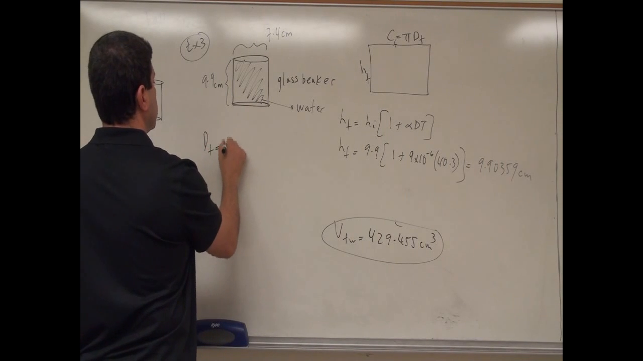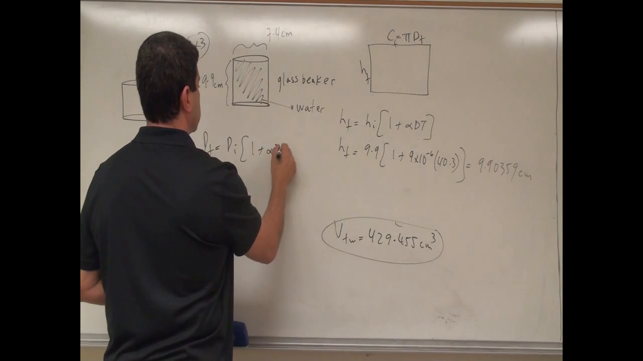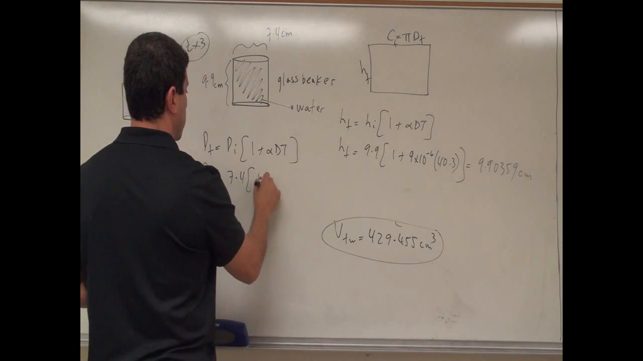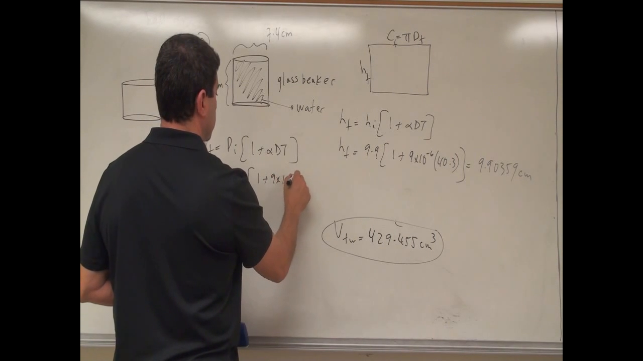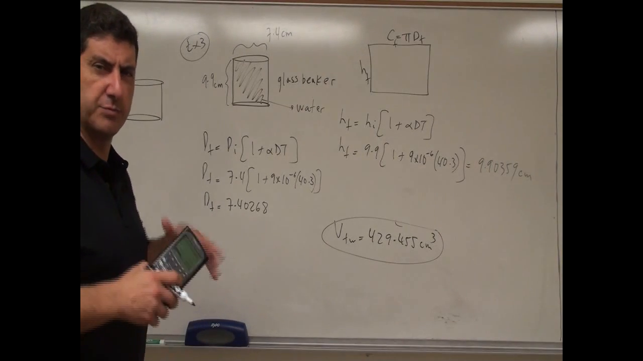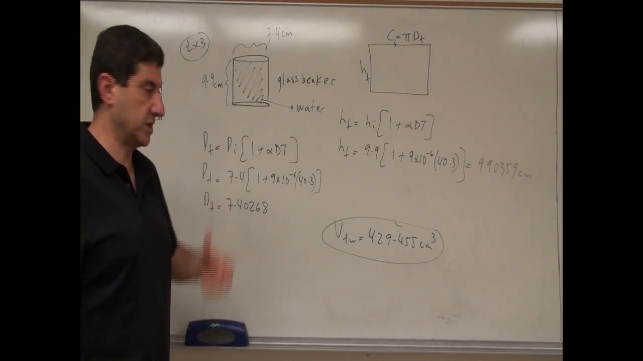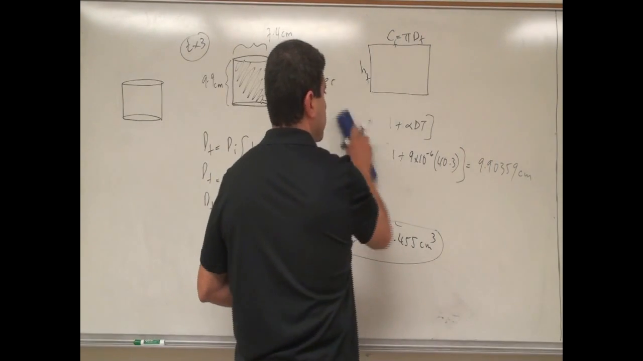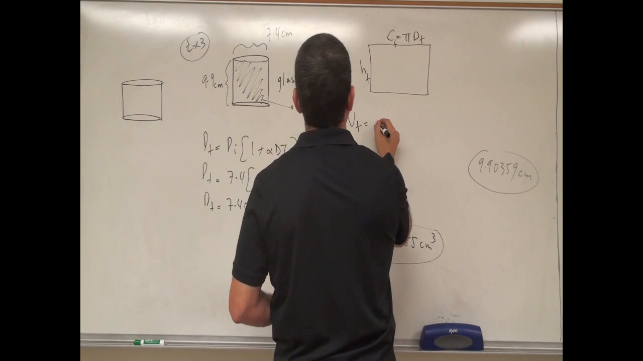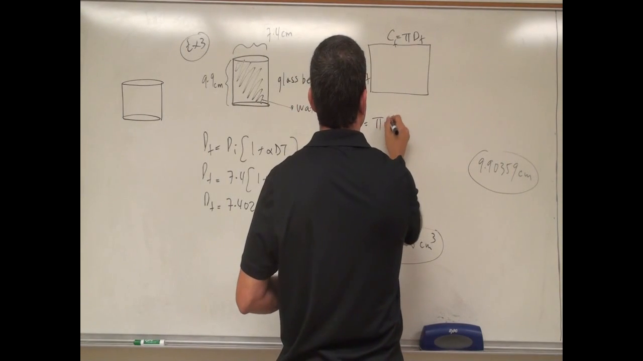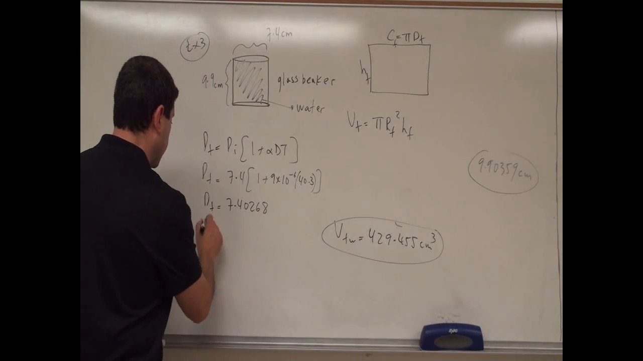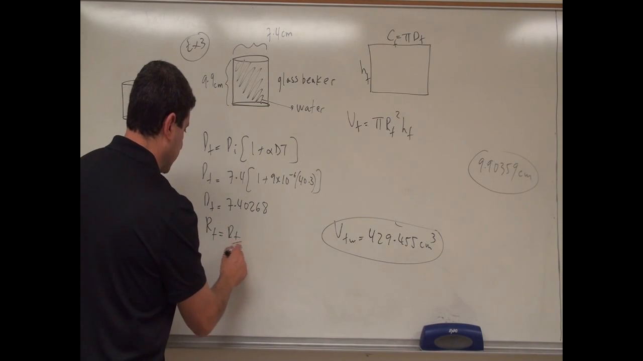Now let's calculate what the new diameter is going to be. The final diameter is going to be the initial diameter times 1 plus alpha delta T. So it's going to be 7.4 times 1 plus 9 times 10 to the minus 6 times 40.3. Now what do I need to do? My ultimate goal is to calculate the final volume of the glass. The final volume of the glass is still the same equation: pi times the final radius squared times the final height. So basically I just divide the diameter by 2. The final radius is going to be the final diameter divided by 2.